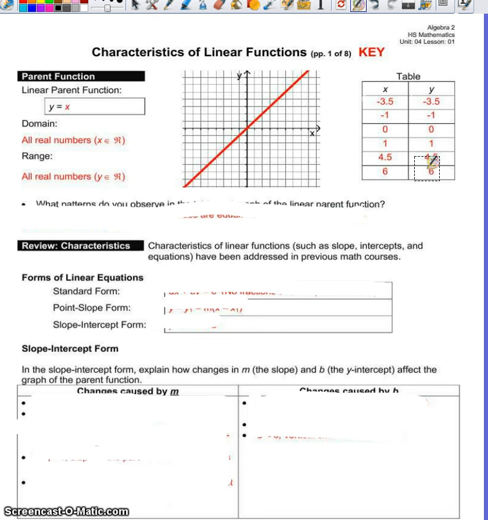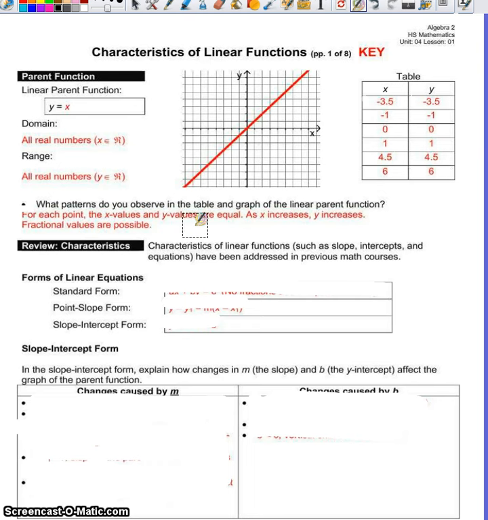And we know that for everything that your x is, because y equals x, your y will be also. Now, what patterns do you observe? Just what we said. For each point, the x value and y value are equal. And as x increases, y increases. And you can have fractions. If you notice on our table, we do have a 3.5 and a 4.5, so that is a fraction that is possible as well.